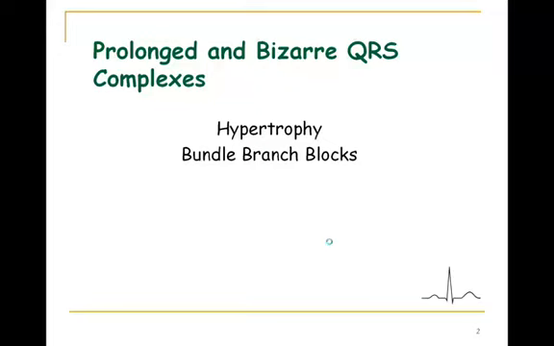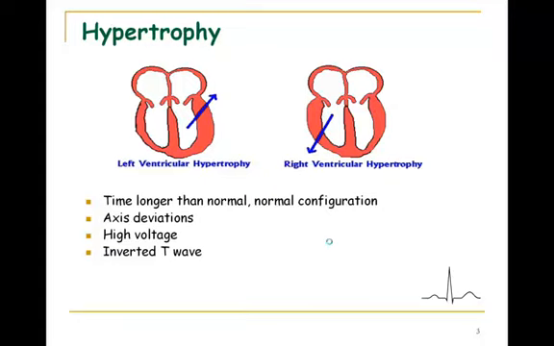When I've finished with hypertrophy and bundle branch blocks, I'll go over again what they have in common and how they differ, because it's very important to understand what certain conditions have in common and what differentiates them from each other. Those are good exam questions that I like to use. Can you tell me what they have in common? Can you tell me what they have different amongst them? So the first thing is going to be hypertrophy.